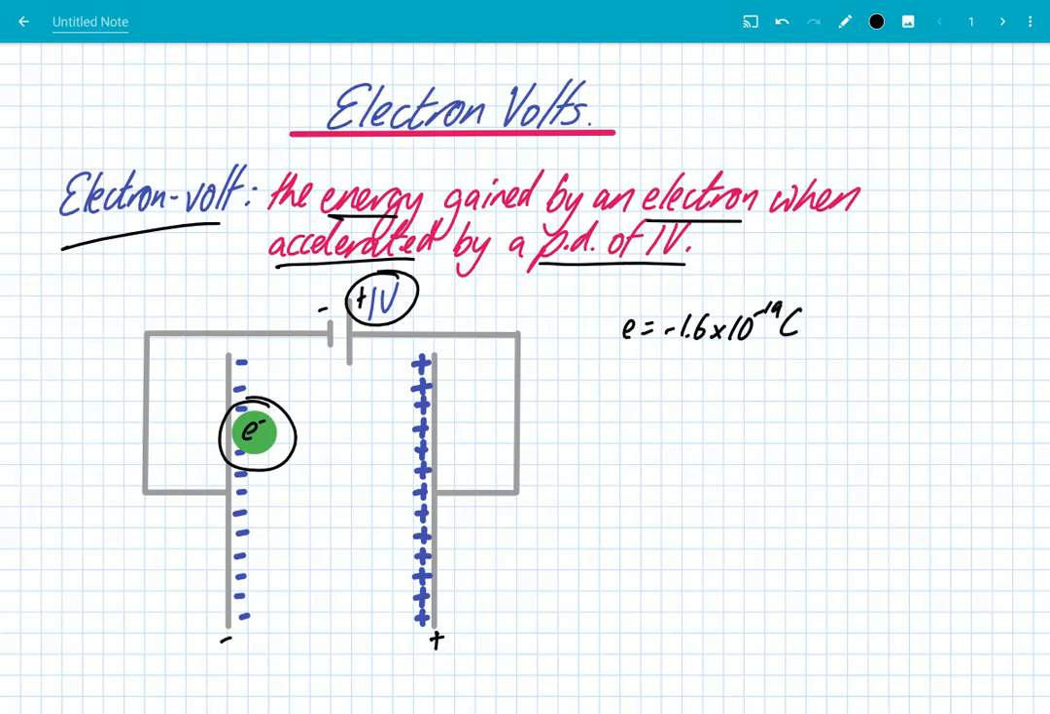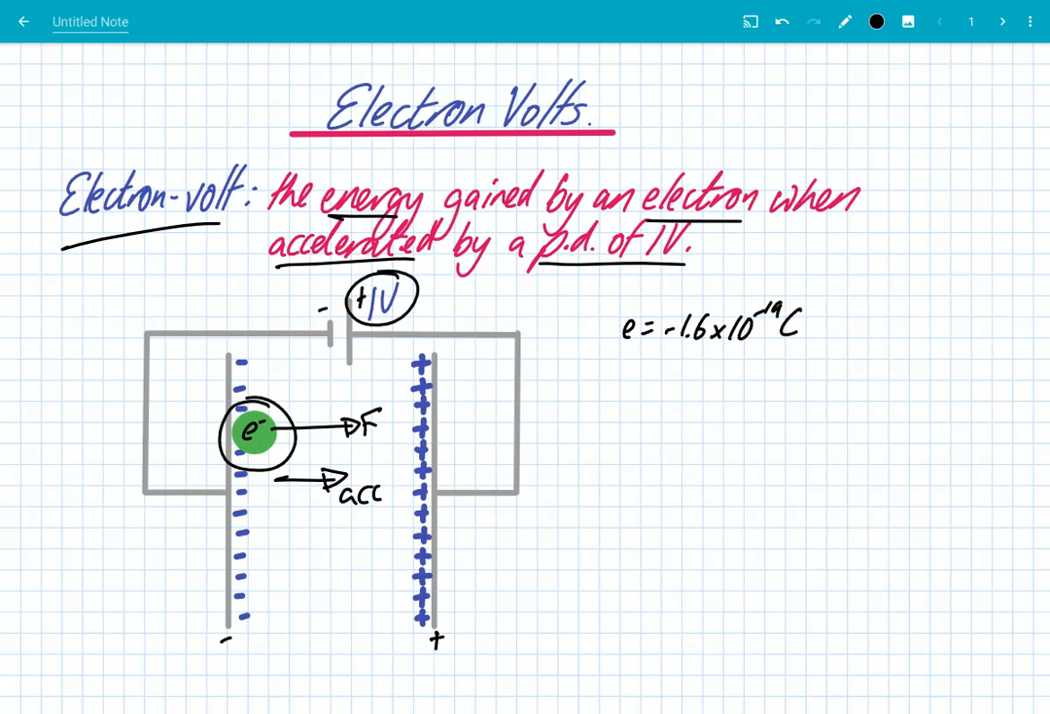This electron is going to feel an electric force because it's attracted towards the positive charge of the positive plate. And whenever you have a force, you get an acceleration. Therefore, this electron is going to accelerate, it's going to gain speed, it's going to gain in velocity. And because it's gaining in speed, it's going to gain kinetic energy. So this electron is accelerated by this potential difference across these parallel plates, and it gains kinetic energy.